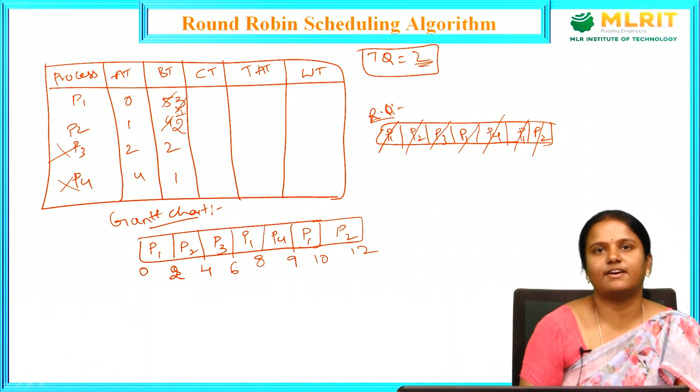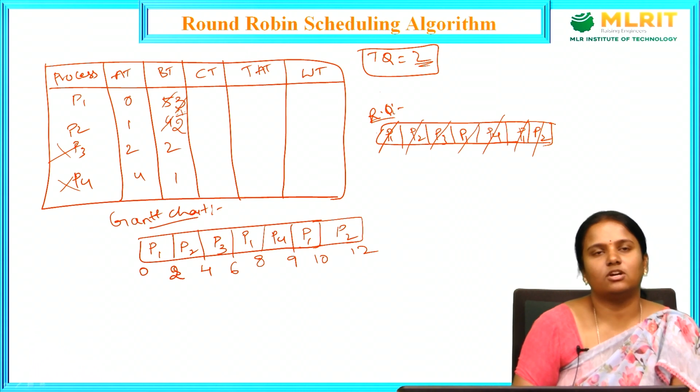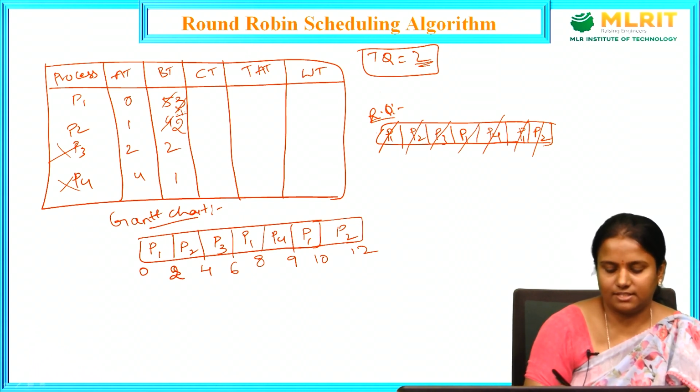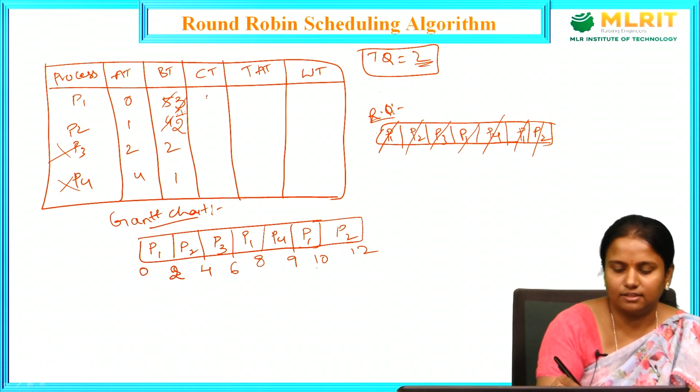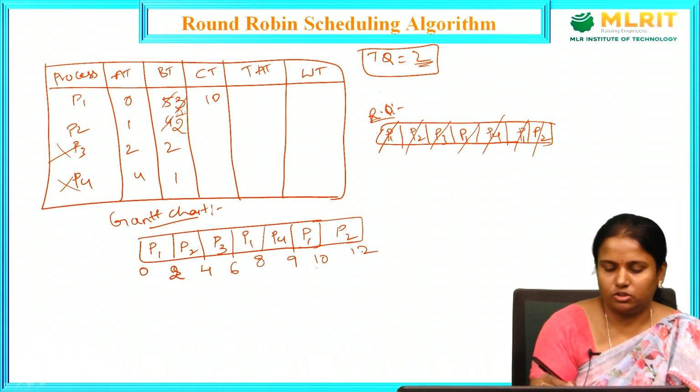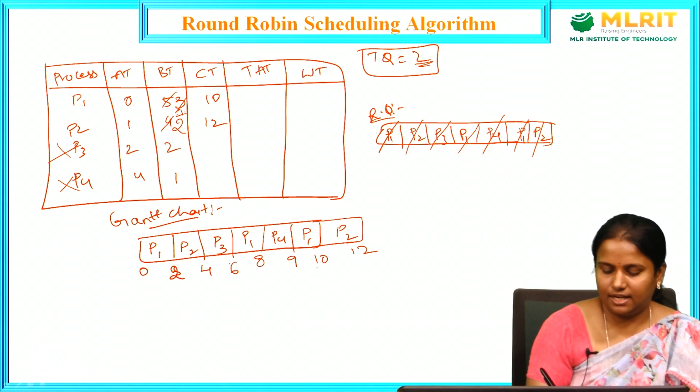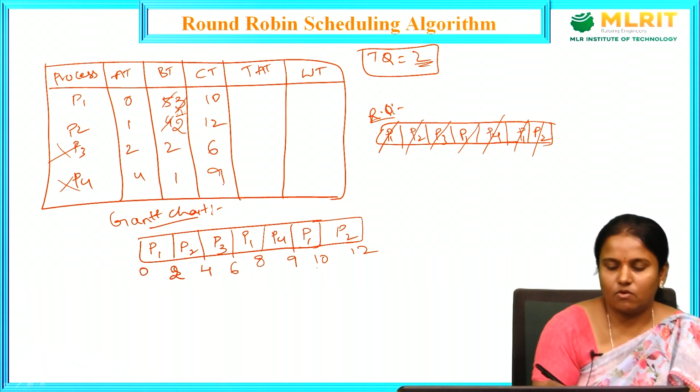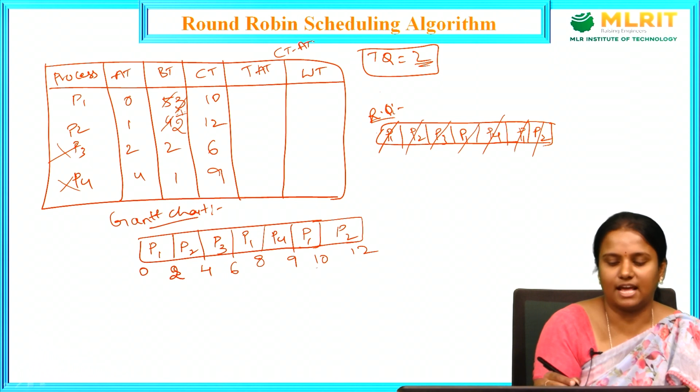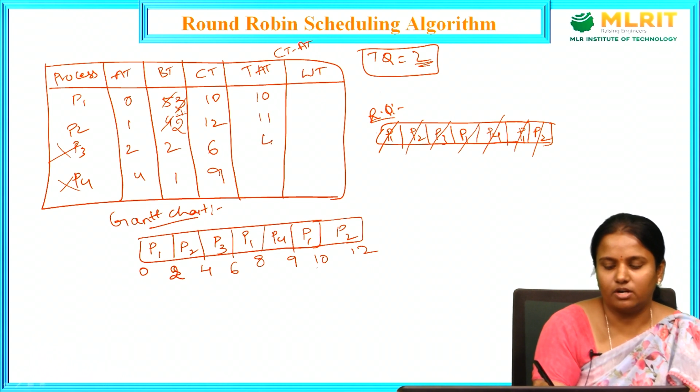So this is our Gantt chart of round robin. Let us see the completion times. P1 completed, its completion time is 10. Next P2 12, next P3 6, next P4 9. What is the turnaround time formula? Completion time minus arrival time. So 10 minus 0 is 10, 12 minus 1 is 11, 6 minus 2 is 4, 9 minus 4 is 5.